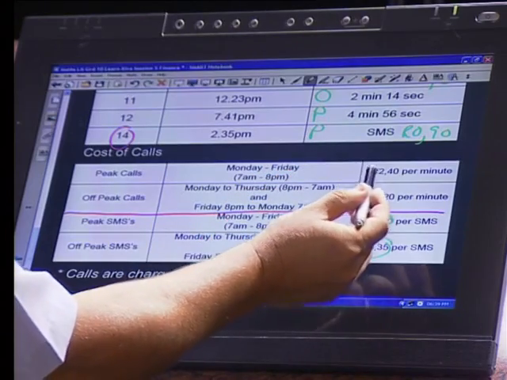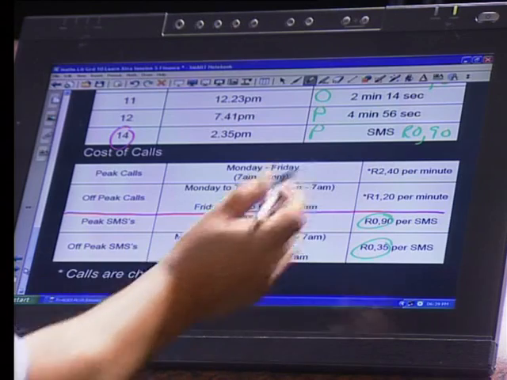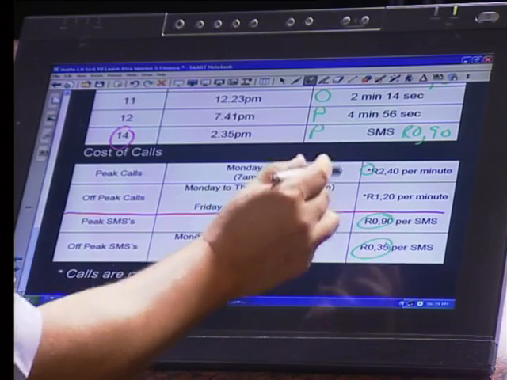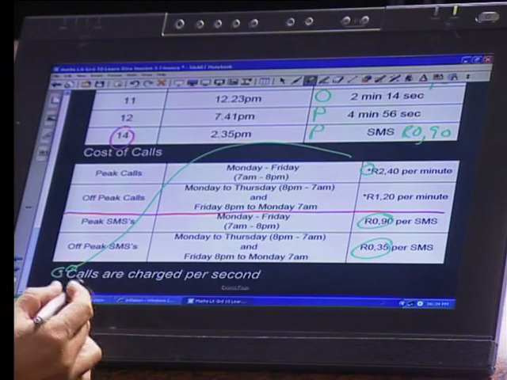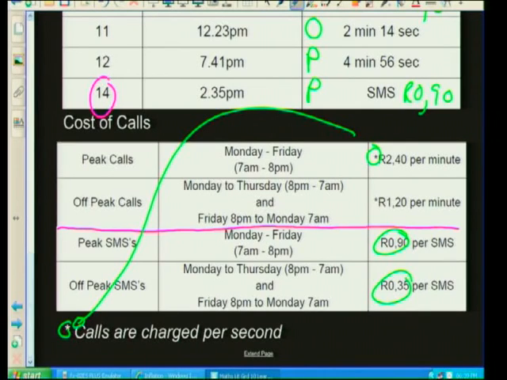Let's look at this. It says it's R2.40 per minute with a star. Now, let's look and see what the star means. This star means that calls are charged per second. So, although I'm paying R2.40 a minute, I'm going to pay R2.40 if I speak for that whole minute. But what happens if I don't speak for a whole minute? Well, I'm going to be charged part of that R2.40. And how much is that part? Well, let's have a look.